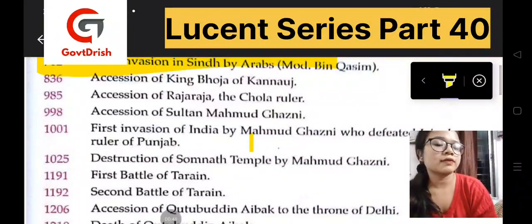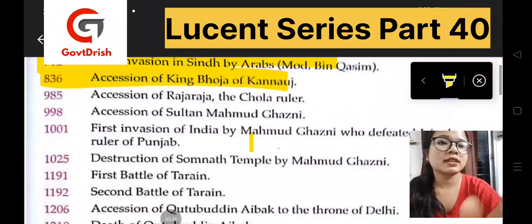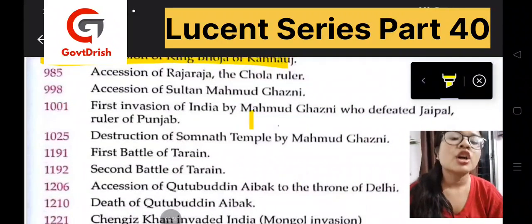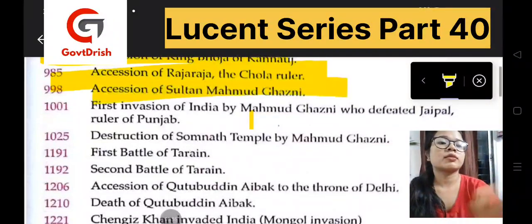Arabs. We all have learned about this. This was Muhammad bin Qasim's reign. We have 836, the coronation of King Bhoja at Kannauj. We have 985, accession of Rajaraja, the Chola ruler, then Sultan Mahmud of Ghazni.